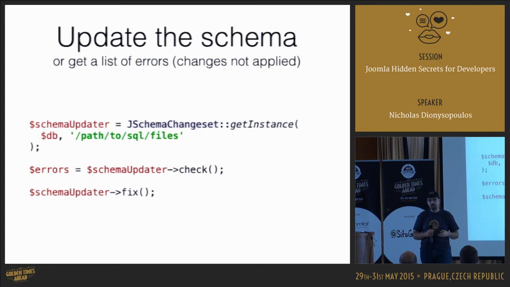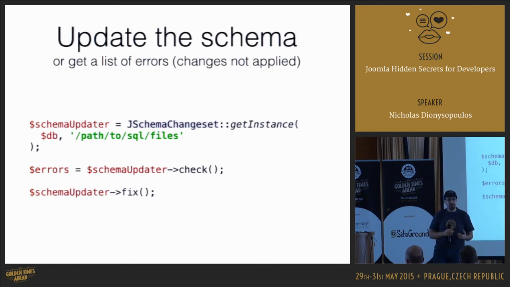And for some reason, a user installs an update, something goes wrong, the database isn't updated, his installation of your component is broken. What do you do? Well, in the first page of your component, you can add a button which calls this code, and your problems are automatically solved.